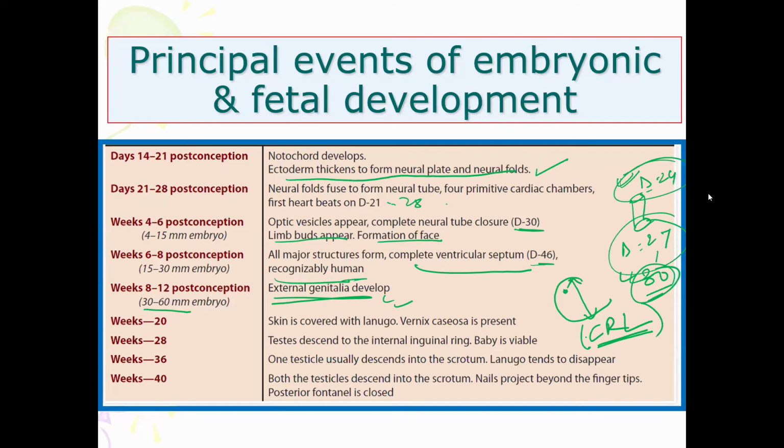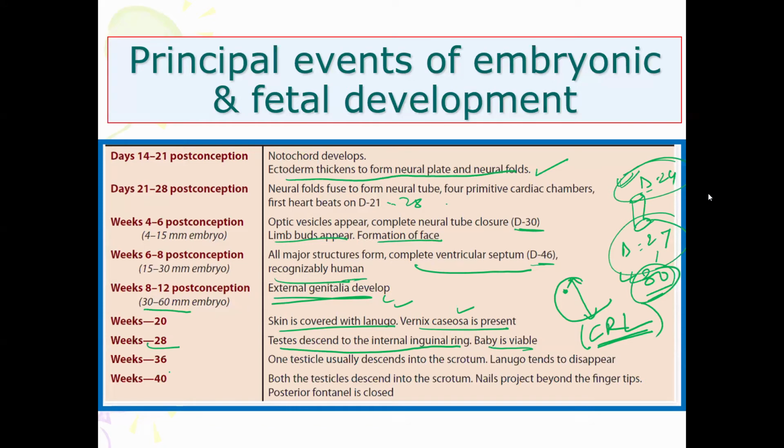From week 20, the skin is covered by lanugo, and vernix caseosa is also present. At week 28, the testes descend into the internal inguinal ring. So the baby is viable.